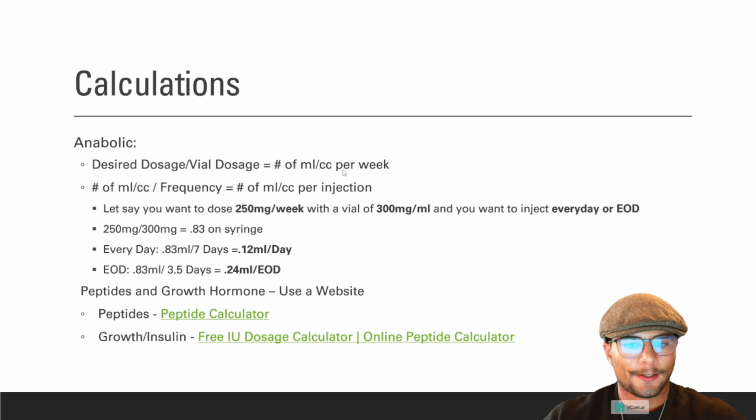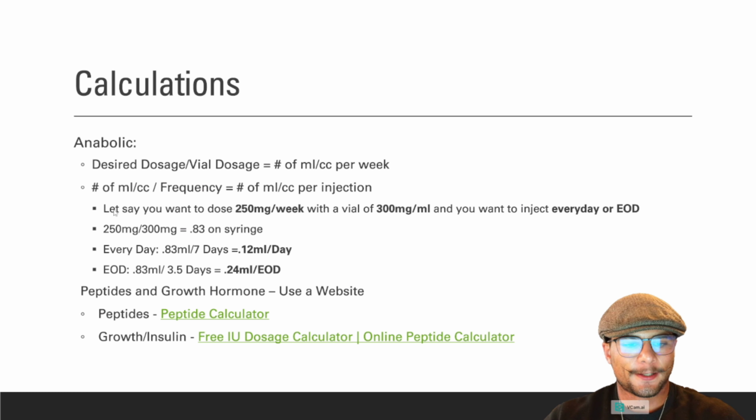Next, you take this number, put it here, number of milliliters or cc's, divided by the frequency of how much you want to inject. So this would be 7 for every day injection, or 3.5 for every other day injection, or you could just do 1 if you just want to inject once. But if you know anything about anabolics, you need to inject it every day, no matter what it is, for the best progress and least amount of side effects experienced.